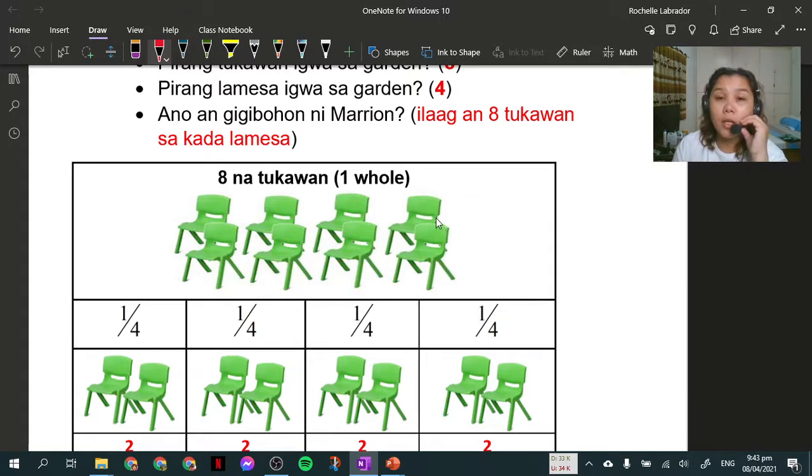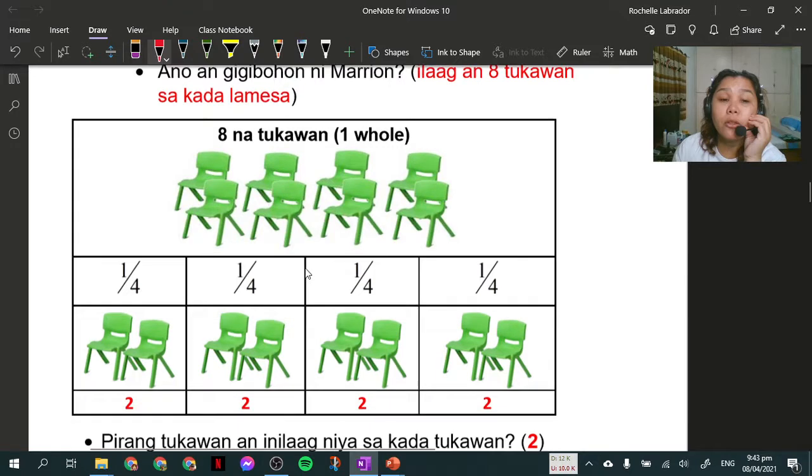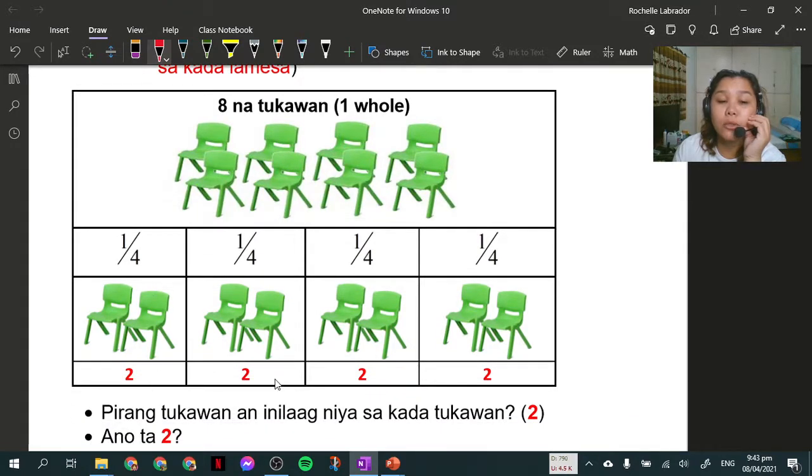If you can think of a rectangle, yan, rectangle, which means one whole. And then, if you're going to divide this into 2, if you're going to have them into 4 parts, magiging 2, 2, 2, 2. So, because there are 4 groups, 4 tables, parang ito, nahati sa 4. So, therefore, 1/4 of 8 is 2. So, ibig sabihin, if 8 will be into 4 groups, then each group will have 2.